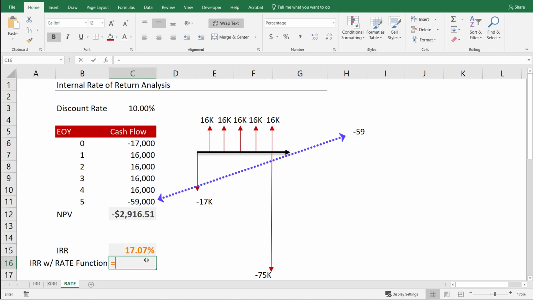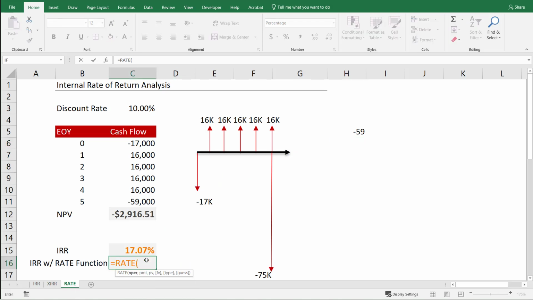Okay, so if I wanted to use the rate function, I would say rate. There are 5 periods in my horizon. I'm going to get payments of 16,000. The present value is we had to invest 17,000. And then we have a future value of minus 75,000. And when I do that, I also get the same IRR.